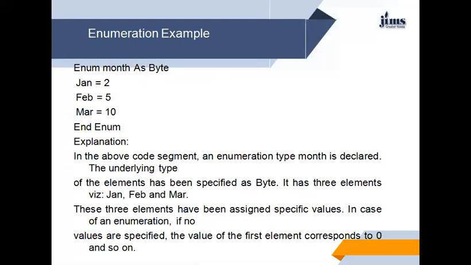So in the above code segment, an enumeration type Month is declared. The underlying type of the elements has been specified as byte. It has three elements, January, February, and March. These three elements have been assigned specific values like 2, 5, 10. If no values are assigned, then by default the values assigned will be 0 and so on.